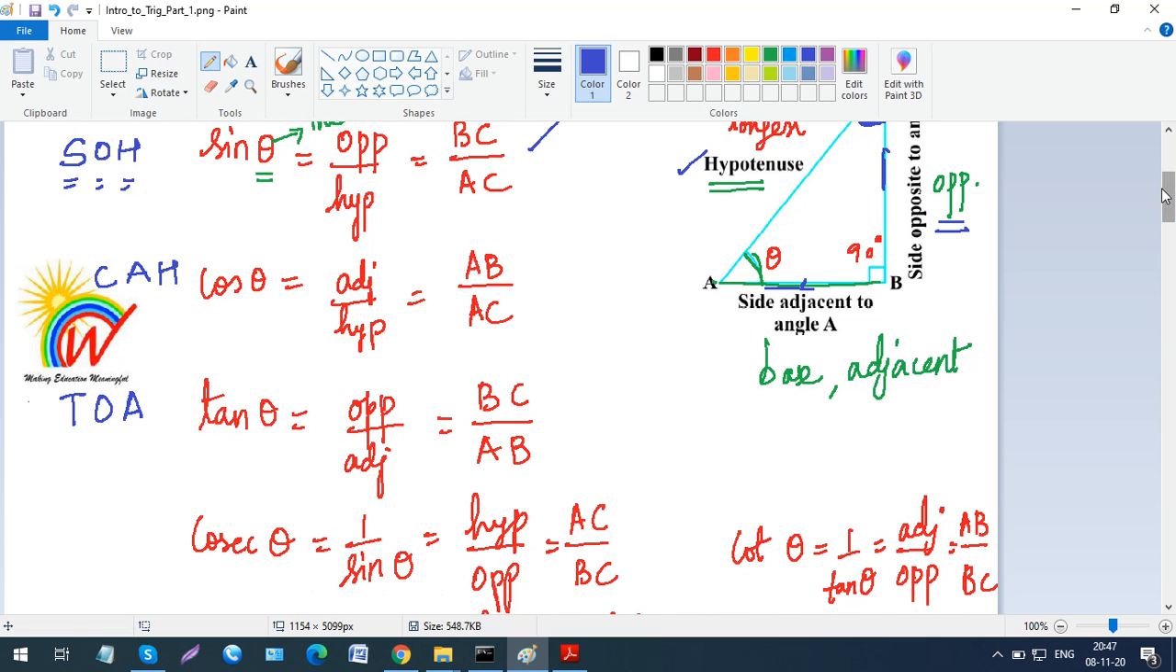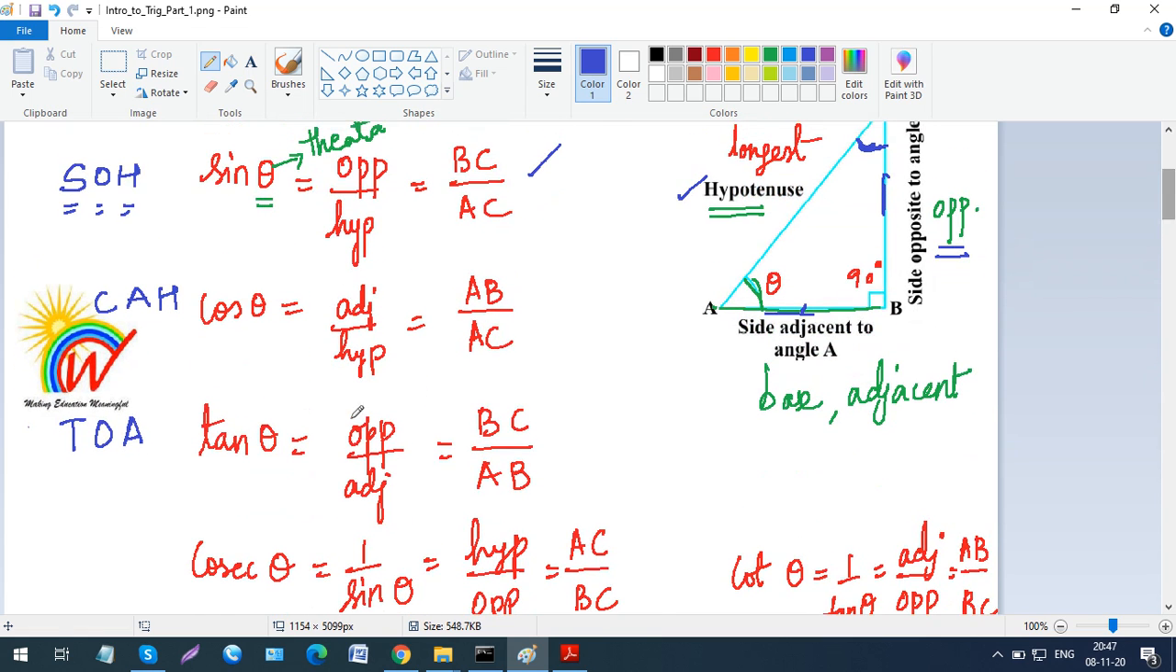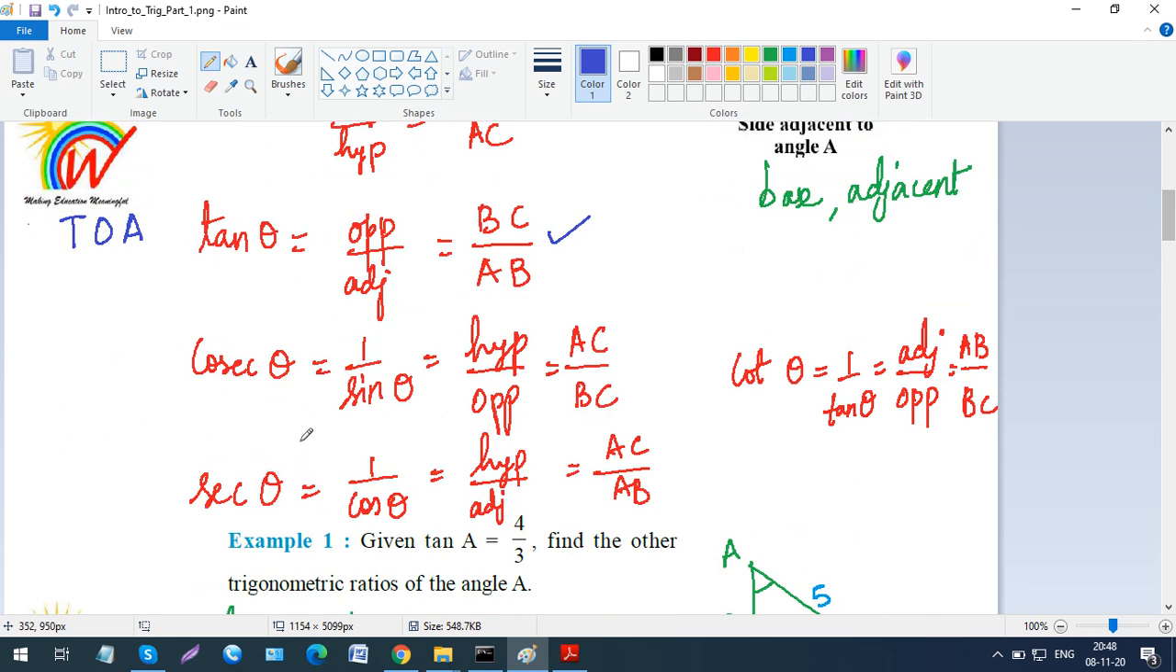And then comes cosecant. See, sine, cos and tan are the basic ones. The other three trigonometric functions are reciprocals of these three. Cosecant is the reciprocal of sine, 1 over sine, so it is turned upside down: hypotenuse over opposite. Secant is the reciprocal of cos, so hypotenuse over adjacent, and cot is the reciprocal of tan, so it is adjacent over opposite.